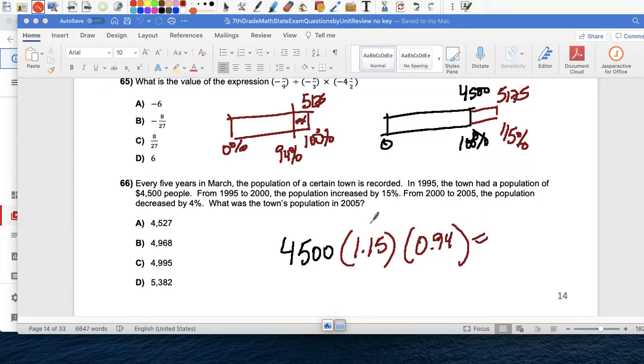So that's what you could have done straight up. 4,500 times the increase, 1.15. That takes us to 5,175, and then we multiply that by 0.96. Sorry, not 0.94, 0.96. And we get that the population at the end with the decrease is 4,968.